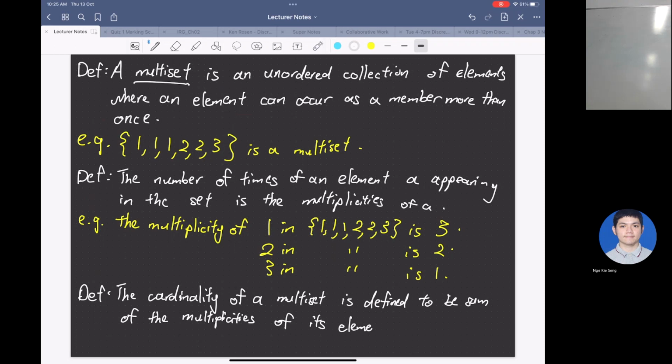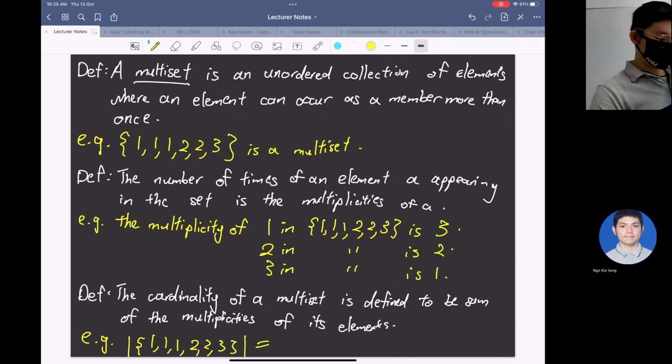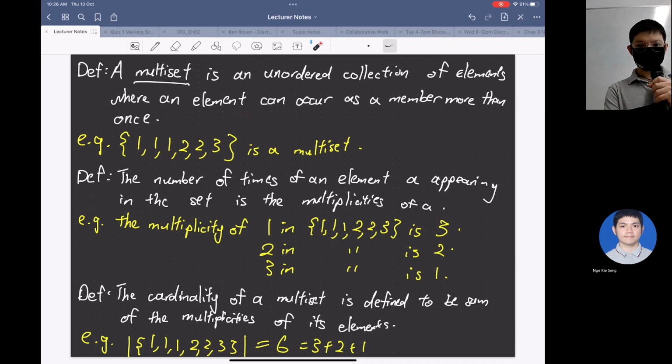Okay. So for example, what is the cardinality of the previous multiset? What's the cardinality of the set? 6. Okay. Why is it 6? Because it is 3 plus 2 plus 1. So you add up these 3 numbers.